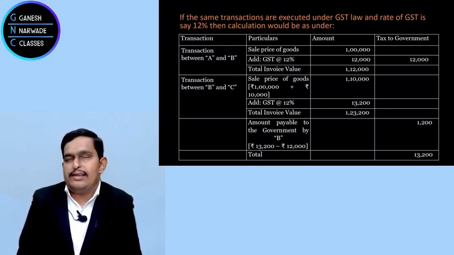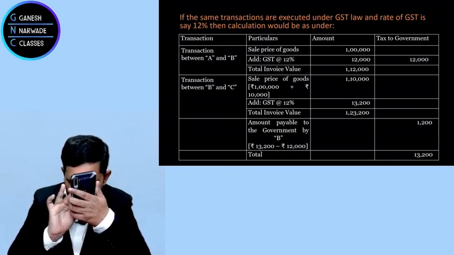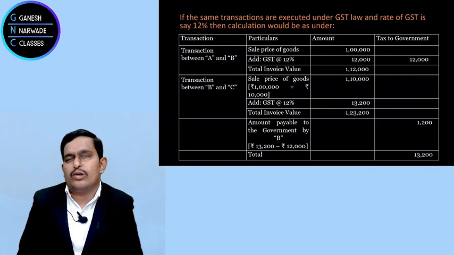Now, already B paid 12,000. So will B again pay 13,200 to the government? The answer is no. B will calculate like this: 13,200 minus 12,000. So B will pay only 1,200 to the government. B will pay how much? Only 1,200 to the government.